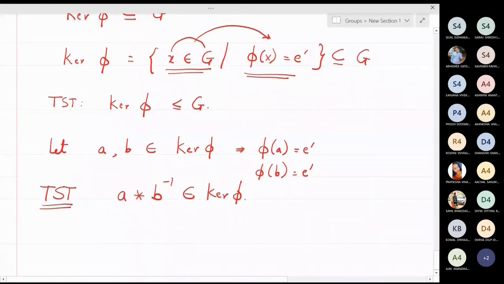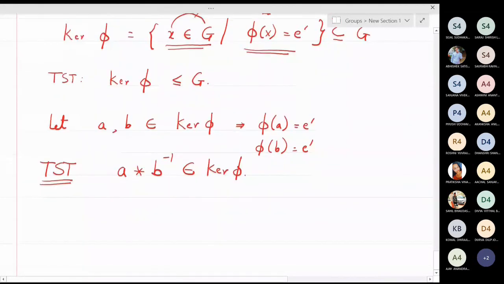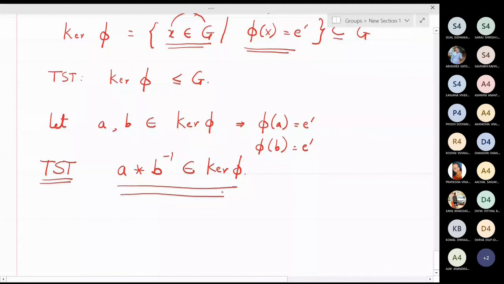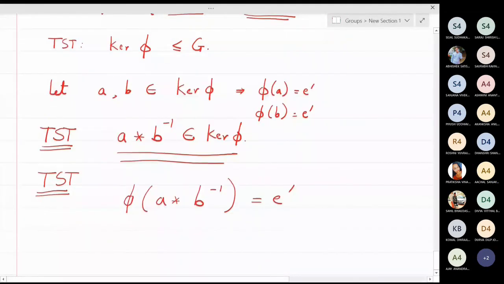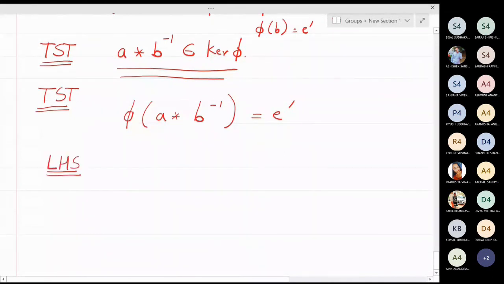So how will I show that A star B inverse belongs to kernel of phi? If you want to show some element belongs to the kernel, you have to show that its image is equal to identity dash, right? So I have to show that phi of A star B inverse is equal to E dash. Once the image of A star B inverse becomes identity dash, it will mean that A star B inverse is an element of the set Ker phi, right? Now, how will I show this? I will start with the left hand side and try to get E dash on the right hand side.